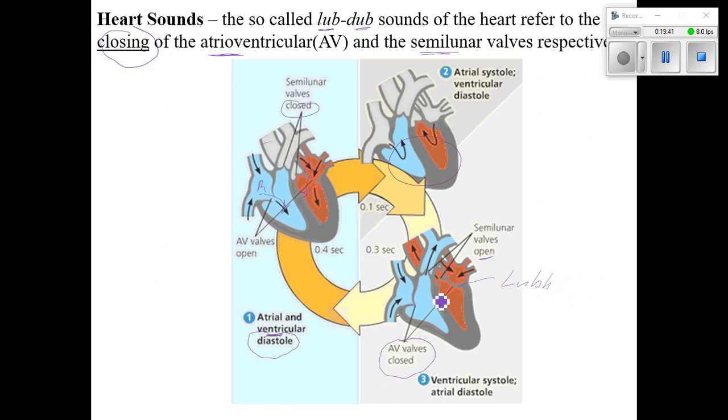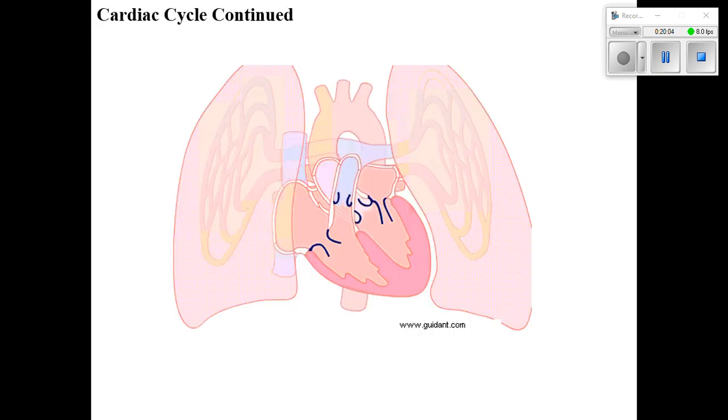And then when the blood is forced out, those valves are going to close as well. And the closing of those valves is going to result in the second heart sound, or the dub sound, whether it's with the one or the two B's in either case. So this again shows the cardiac cycle, and again, very quick, and this would be on average about 60 to 70 times per minute when someone is at rest.